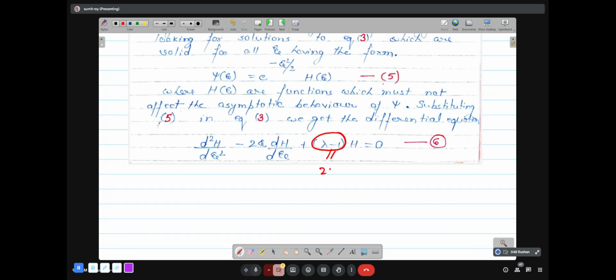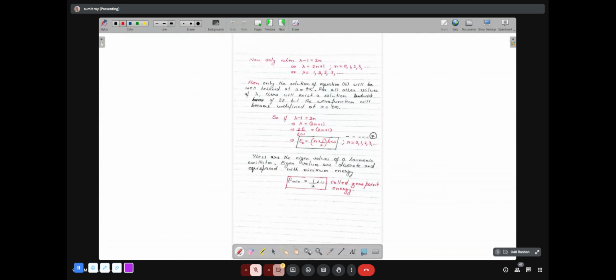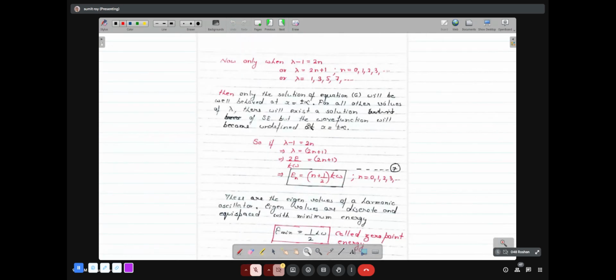जब lambda minus 1 की वैल्यू 2n. देखो, lambda minus 1 is 2n. Now only when lambda minus 1 is equal to 2n, then only the solution of equation 6 will be well behaved at x equals to plus minus infinity. जब lambda minus 1 2n होगा तो ही उसका asymptotic solution होल्ड करता रहेगा.